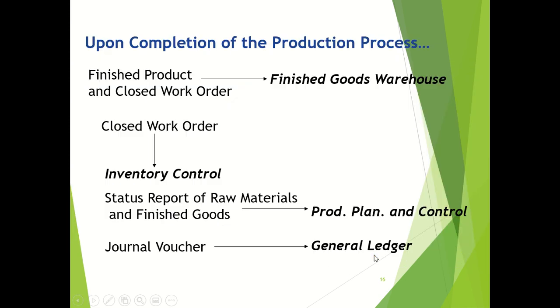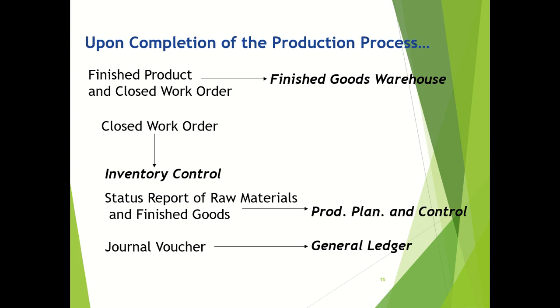Okay? So the next part, okay, ito, balikan natin. So the production process, upon completion of it, we have the finished product which will go dun sa finished goods warehouse. Tapos, dahil tapos na yung process, yung work order na ginagamit natin, okay, to eventually move one item, one to one process, it will also be closed na. Tapos, pupunta sa inventory control. Now, after that, the status report of the raw materials sa finished goods will be known again by the production plan and control. And then, also, after that, magkakaroon na ng entries. We will have the journal voucher under the general ledger.